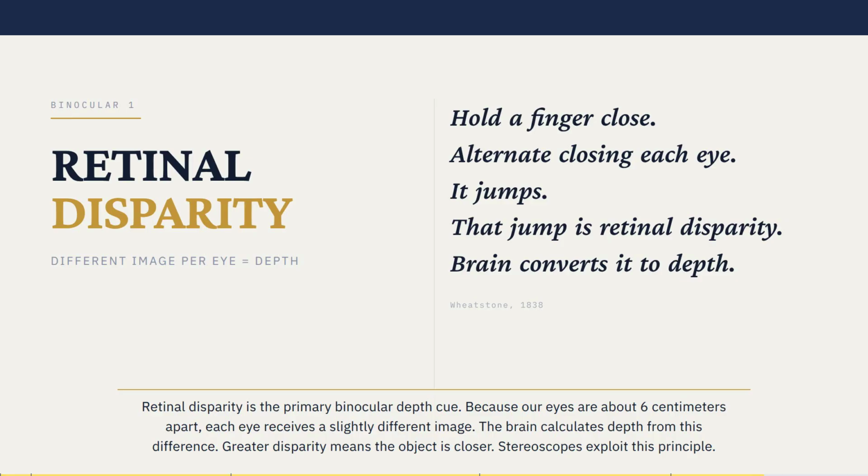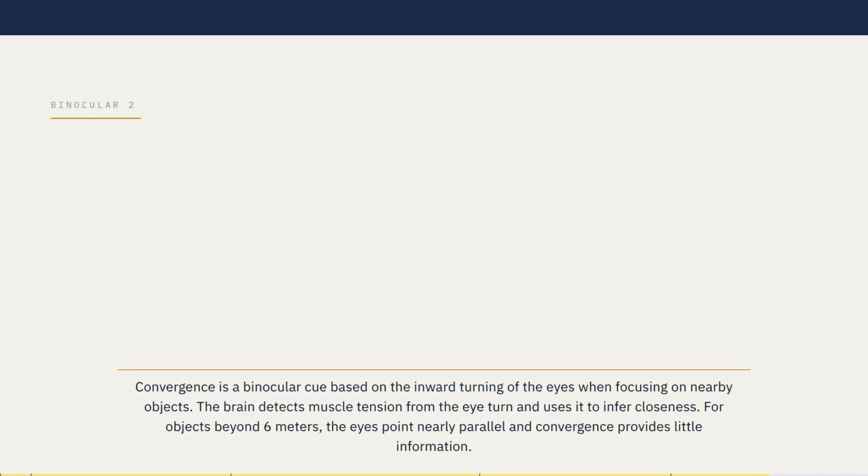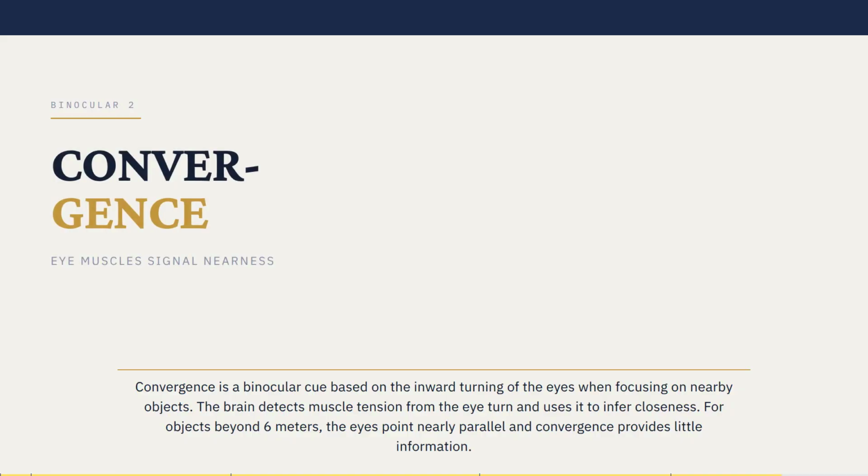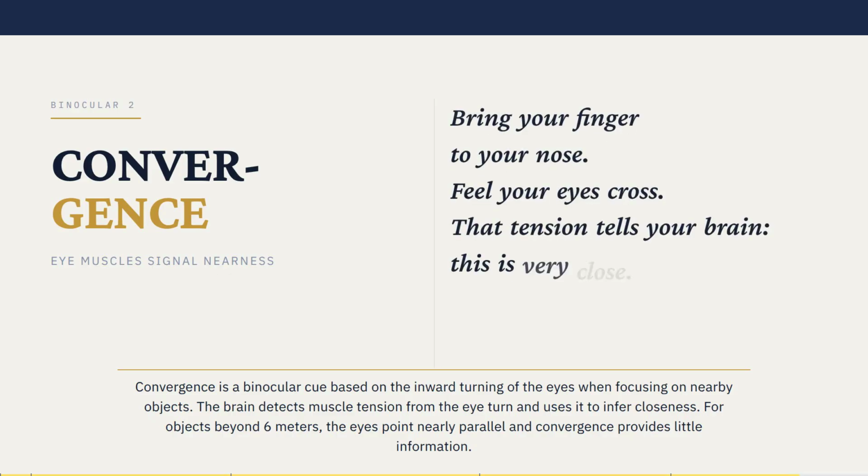Stereoscopes exploit this principle. Convergence is a binocular cue based on the inward turning of the eyes when focusing on nearby objects. The brain detects muscle tension from the eye turn and uses it to infer closeness. For objects beyond 6 meters, the eyes point nearly parallel and convergence provides little information.